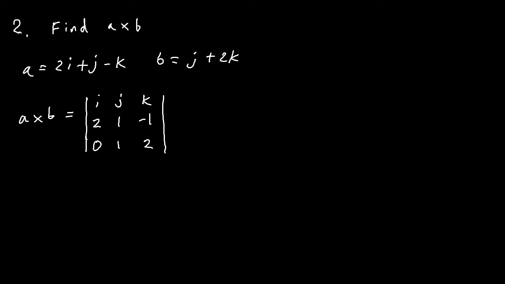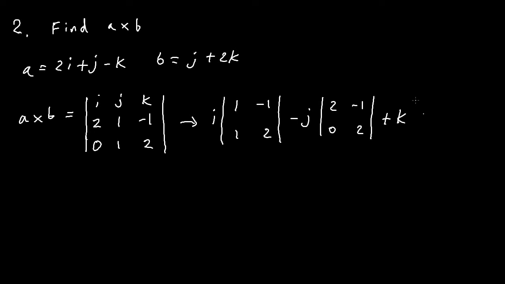So now let's go ahead and write it in determinant notation. So we go ahead and pick the first value, which is I. We take I, we cross out the row and the column that it's in, and we write what's left inside another matrix. So we have 1, negative 1, and 1 and 2. We're going to subtract the next one, so J, cross out its row and column, and write what's left. So we have 2, negative 1, and then 0, 2. And then we add the third value here, so plus K times the matrix. If we cross out the row and column K's in, we have 2, 1, 0, 1 that's left.